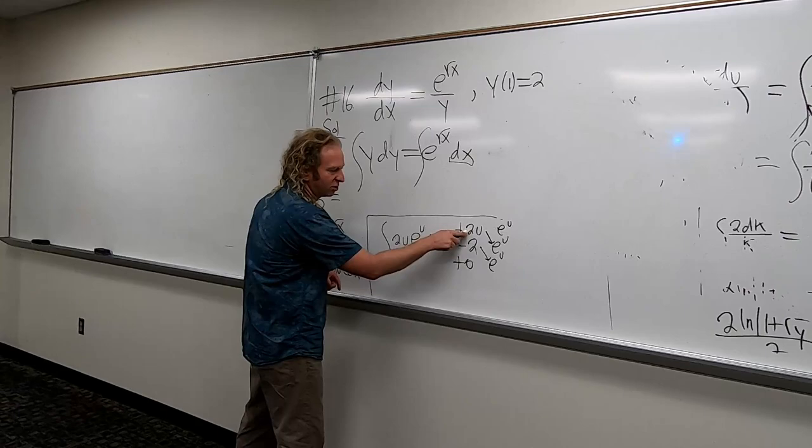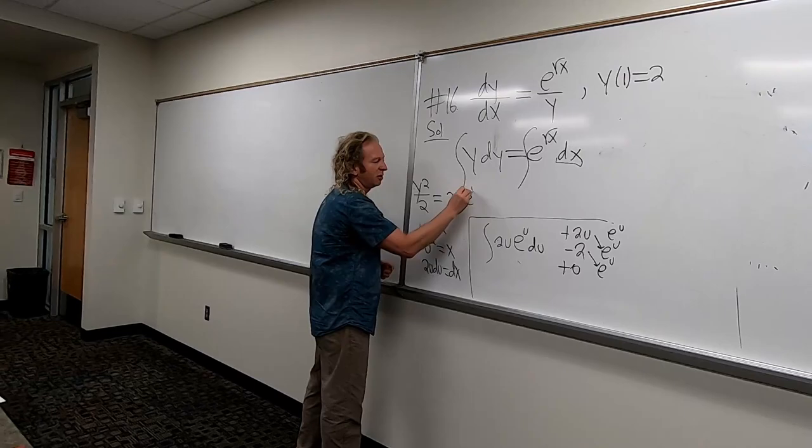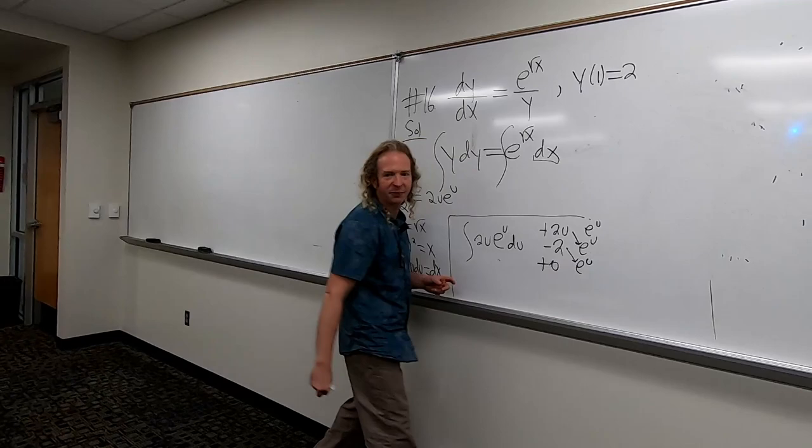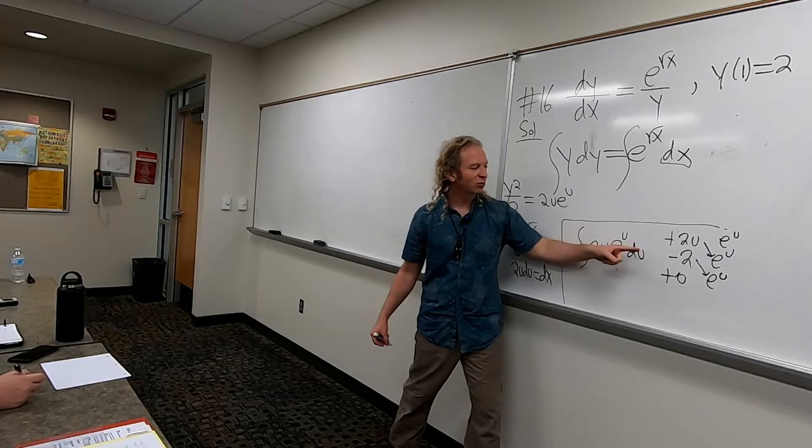So this thing is going to be plus, it's all multiplied. So 2u e to the u. So 2u e to the u, right? That's just following the arrows, right? That u is hanging there. So following the arrows, 2u e to the u. And then the next one will be minus 2 e to the u.